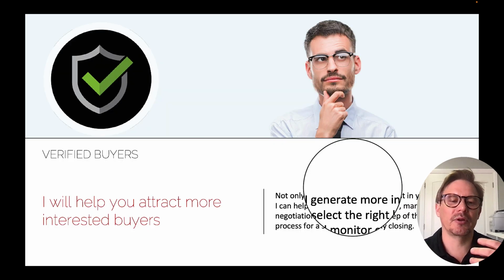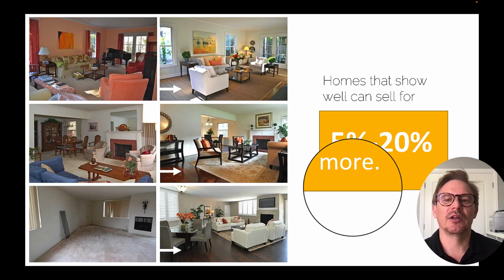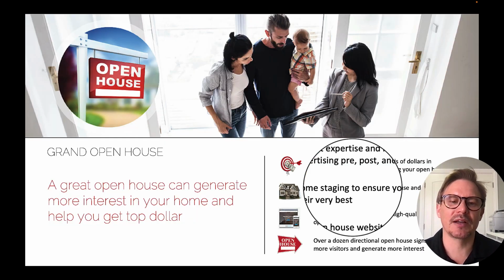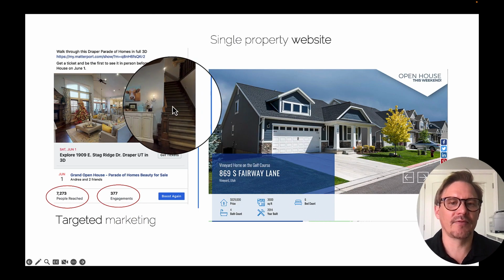And then you go through and you explain what each one of these points mean. You've got your verified buyers, your stage and flip, and then giving them some examples of what it's like to have a well-staged home, and maybe a few little updates if necessary. Then you talk about your grand open house. Then you get to the point where you talk about your advertising. And again, follow the book.